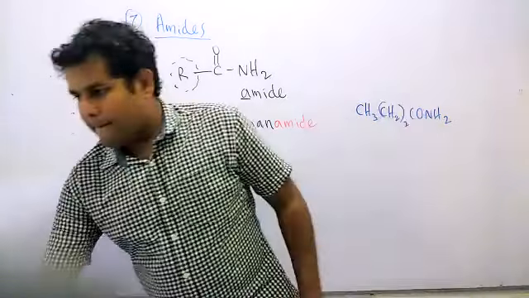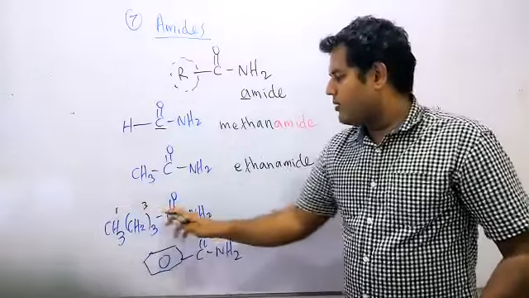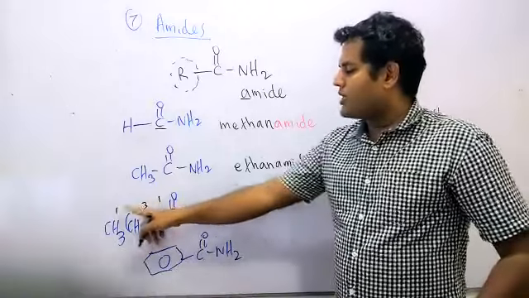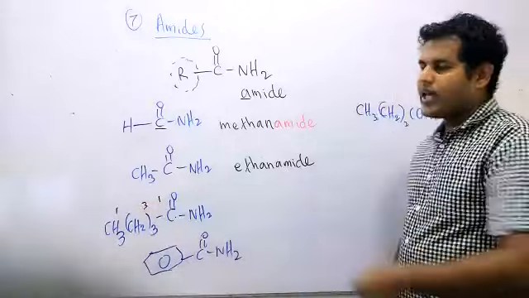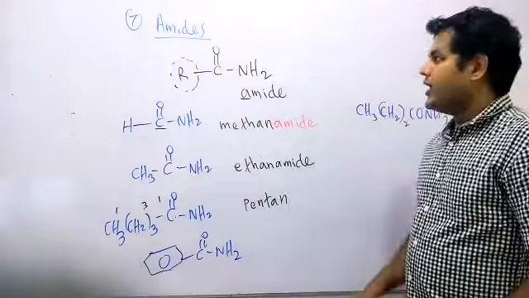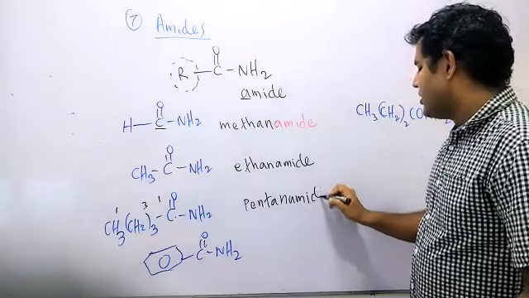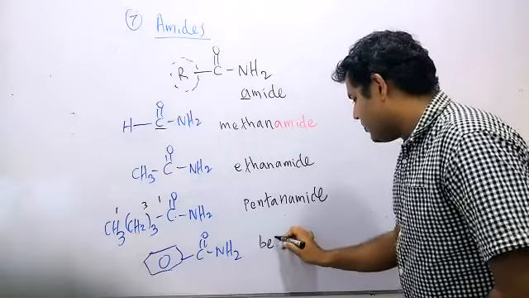CH3, CH2 thrice. Don't mix up. You have to use a bracket. Get the total number of carbons. Here we have 3 carbons, here 1 carbon, and here also a carbon. So 3 plus 1, 4 plus 1, 5. So we have 5 carbons with amide. 5 carbons means pentane. Removing the E and attaching amide, that is pentanamide. This Benz is benzamide.